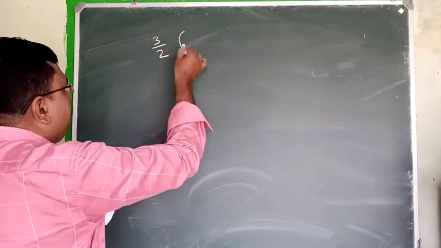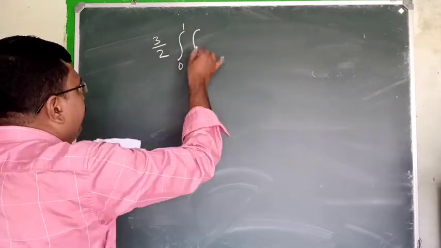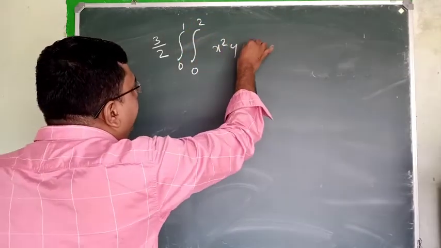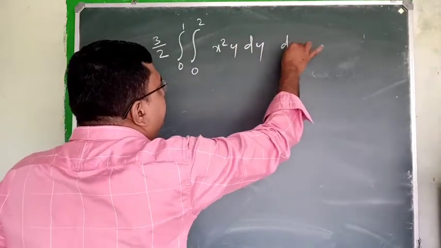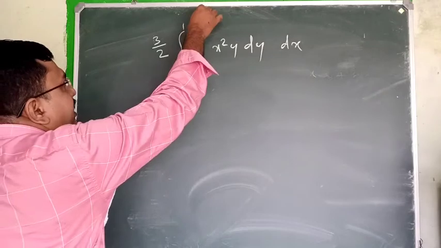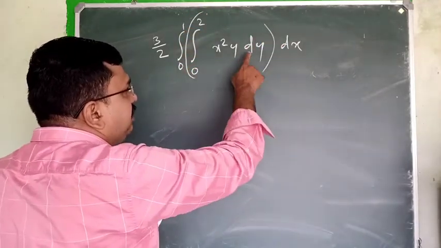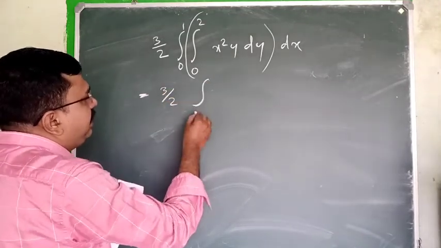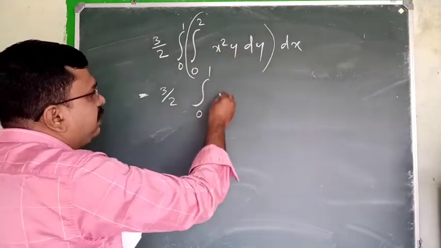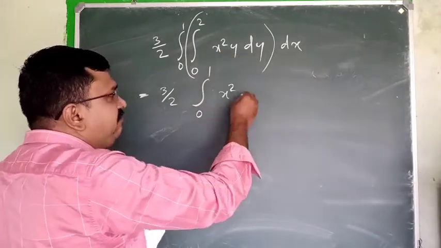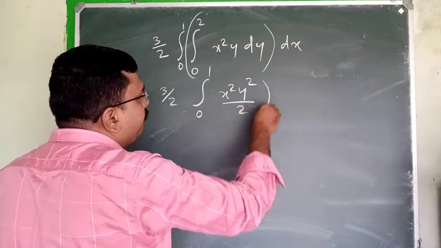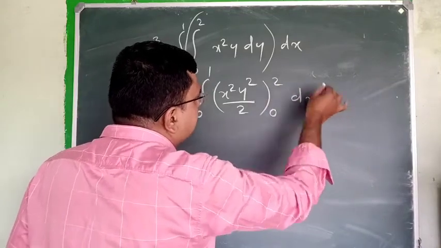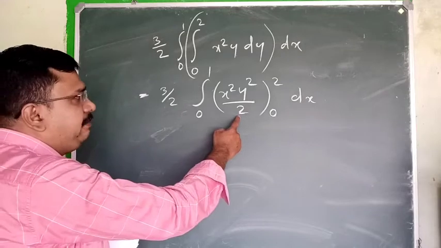Three by 2 into integral 0 to 1, integral 0 to 2, x square y dy dx. Now we integrate this with respect to y. That is equal to 3 by 2 into integral 0 to 1, x square into y, and integrating y gives y square by 2, with limits 0 to 2, dx.